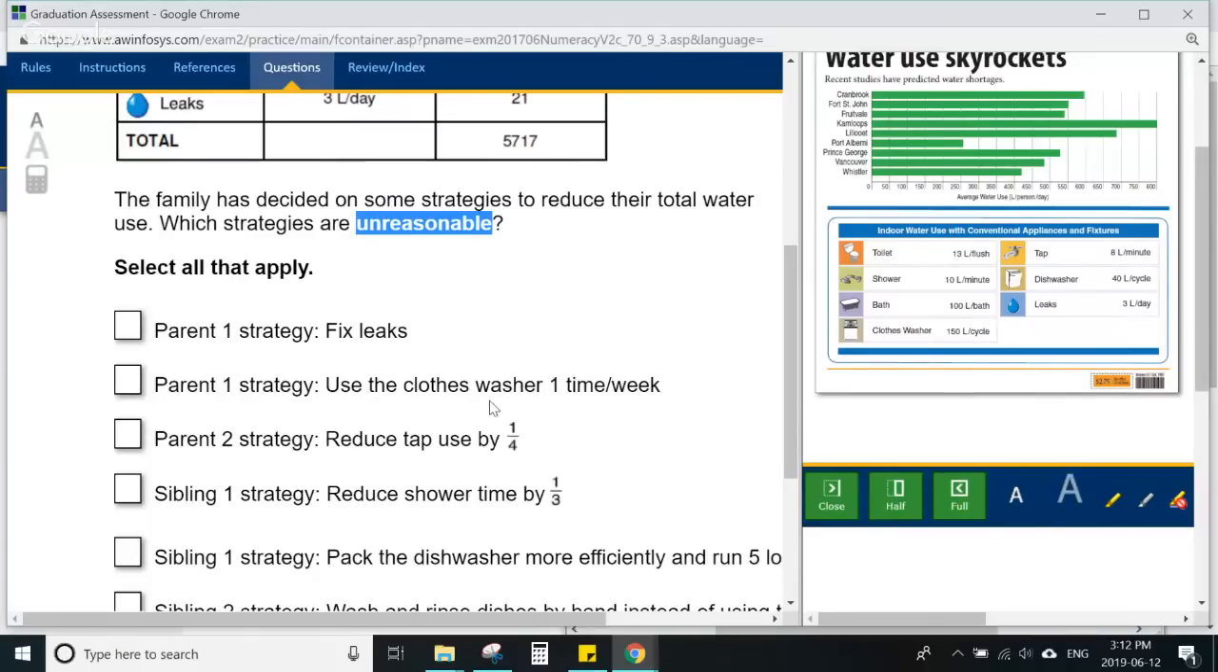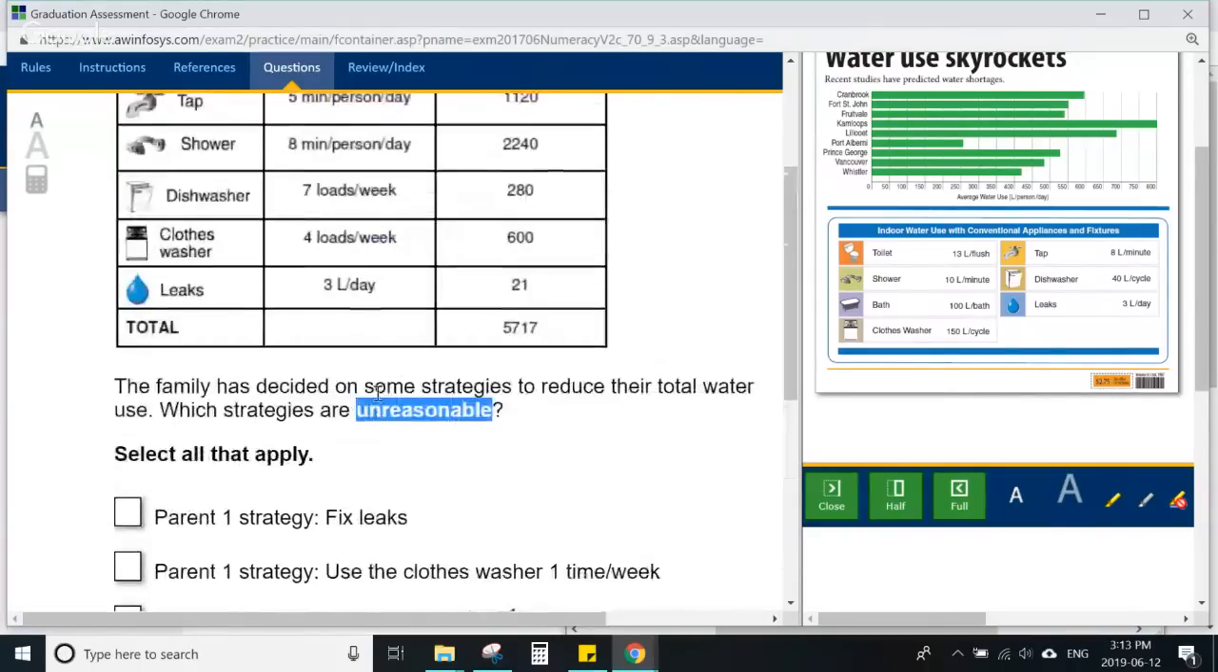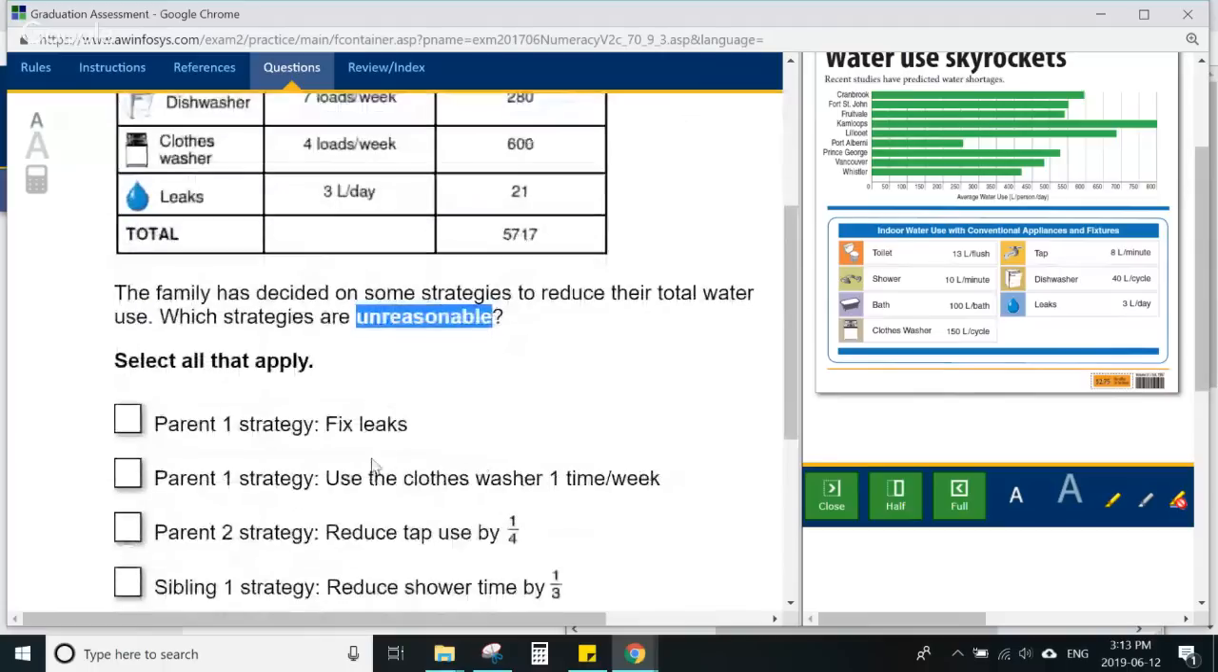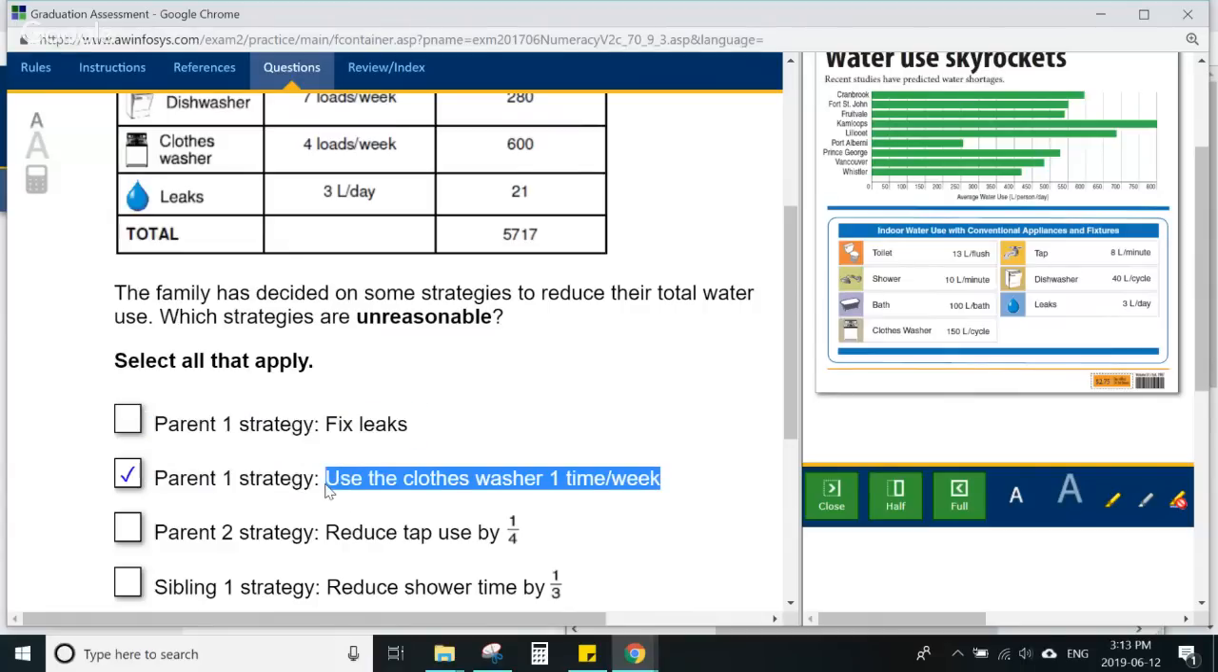Use the clothes washer 1 time a week. If you have a family of 5 and you only do the clothes washer 1 time per week, that is probably unreasonable unless you choose to do some other form of washing your clothes, like in a lake or something. So you're not going to fit a family of 5's clothes, especially with a baby, in the washer 1 time per week. So that's a little bit unreasonable.